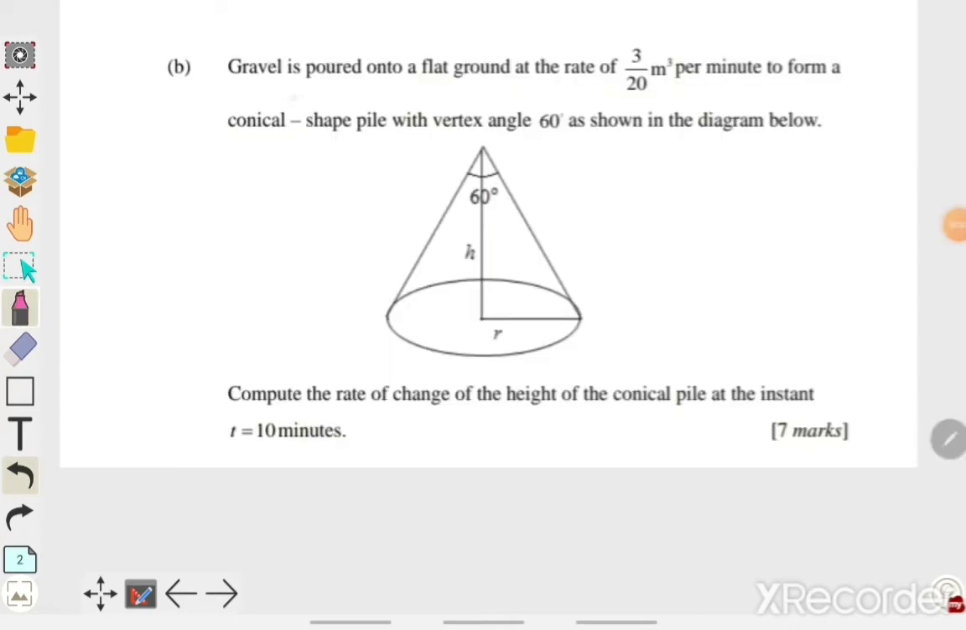B. Gravel is dumped onto flat ground at the rate 3 over 20 meters cubed per minute to form a conical shaped pile with the vertex 60 degrees as shown in the diagram below. Compute the rate of change of the height of the conical pile at this instant when t equals 10 minutes.